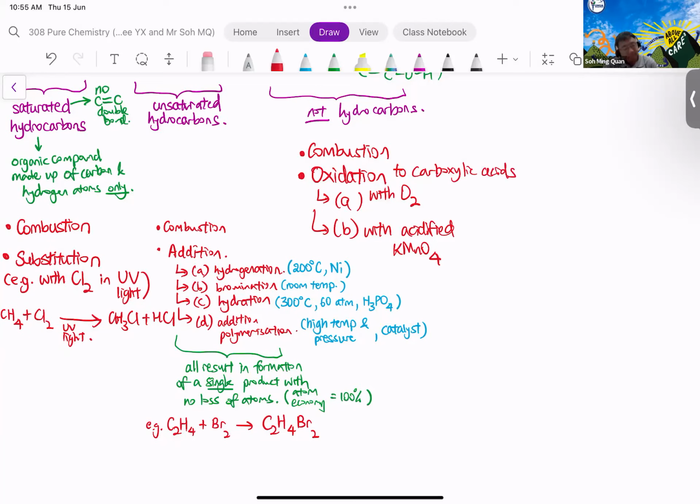Now the final reaction of alcohols is actually esterification, which we just learned in the last chapter. So alcohols can react with carboxylic acids to form esters. Okay, so these are the three types of reactions that alcohols can undergo.